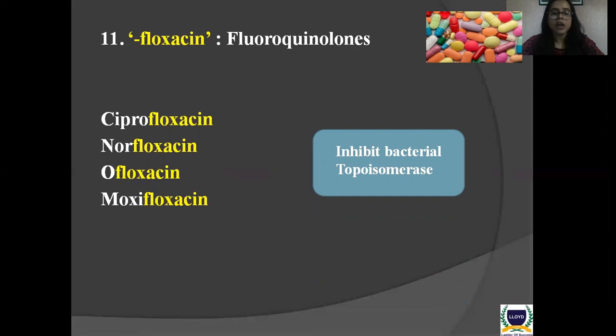But we also have one exception in this case, that is nalidixic acid. Nalidixic acid does not end with the same suffix, floxacin, but it is also under the category of fluoroquinolones. Nalidixic acid is basically one of the first generation fluoroquinolones. So from the second generation onwards, all the drugs have the same suffix, floxacin. These basically inhibit DNA replication within the bacteria and inhibit the bacterial topoisomerase enzyme.